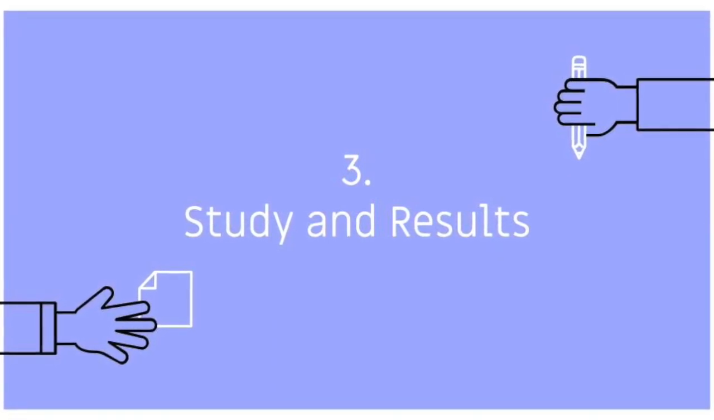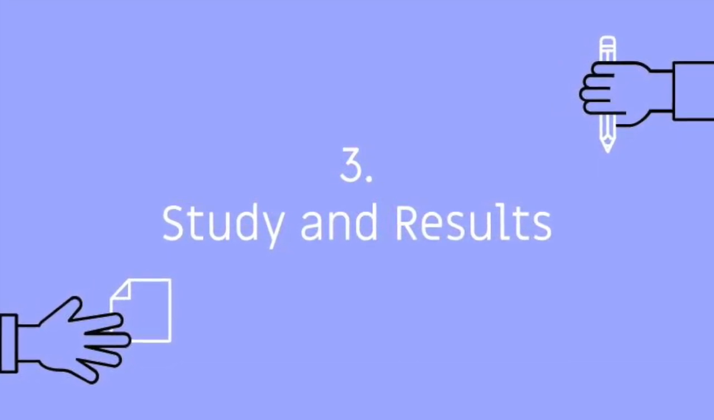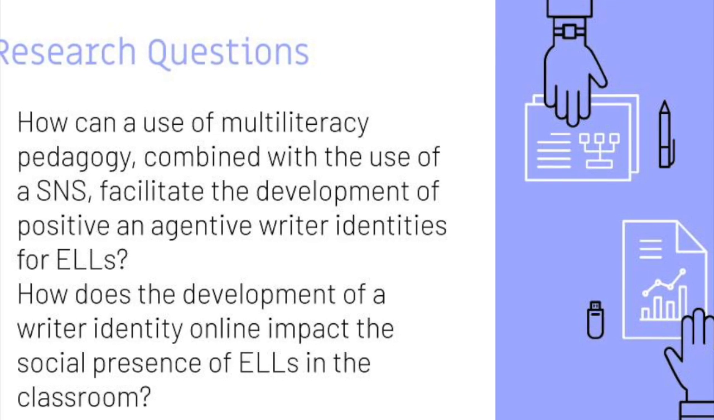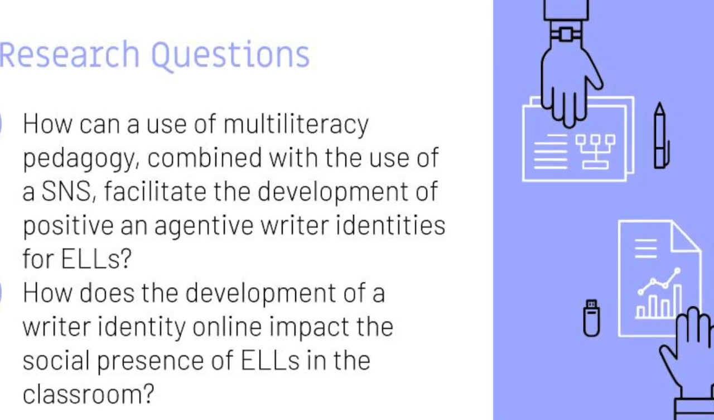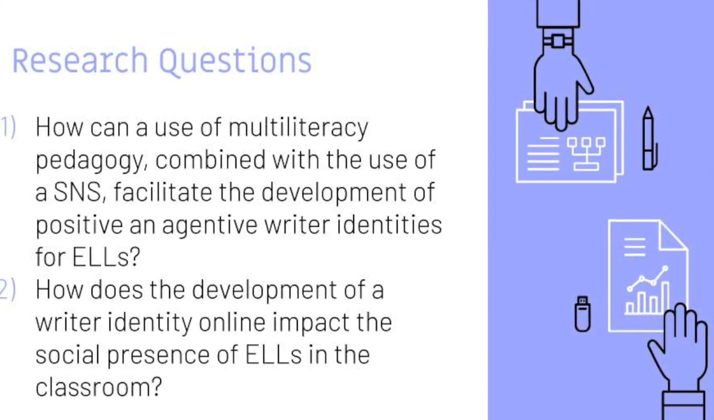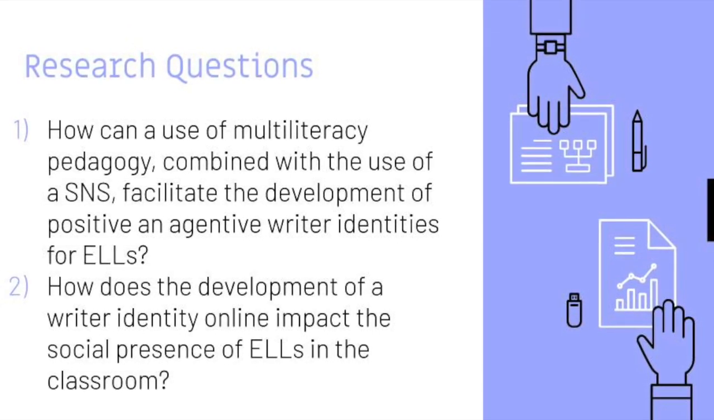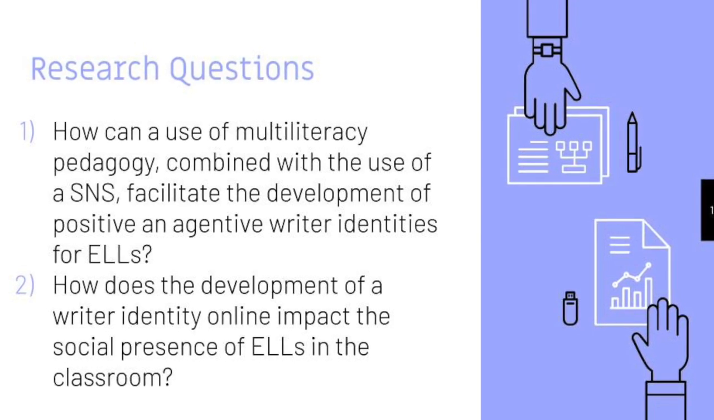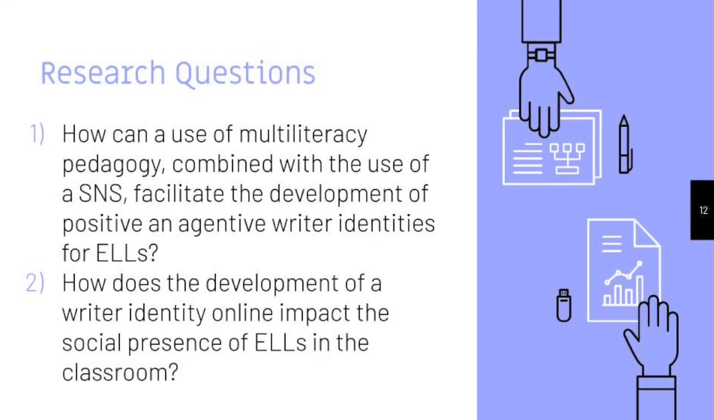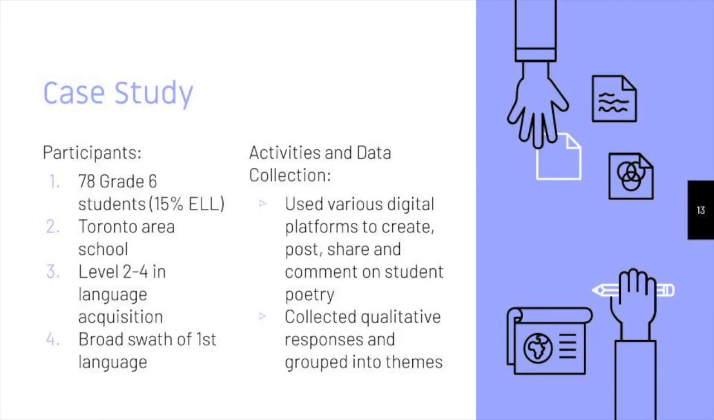So studies and results. The two research questions that the study starts off with: how can we use multiliteracy pedagogy combined with the use of SNS to facilitate the development of positive and agenitive writer identities for ELLs? I think hopefully that question makes sense now that we've gone through the components of the key terms there. And then, how does the development of a writer identity online impact the social presence of English language learners in the classroom? So that's that spillover piece. So here's how they went about trying to answer those questions.